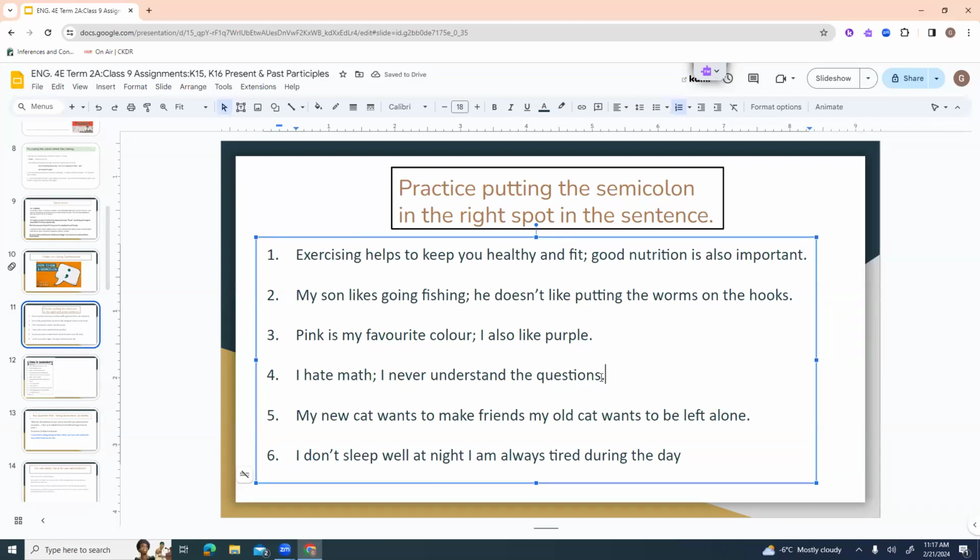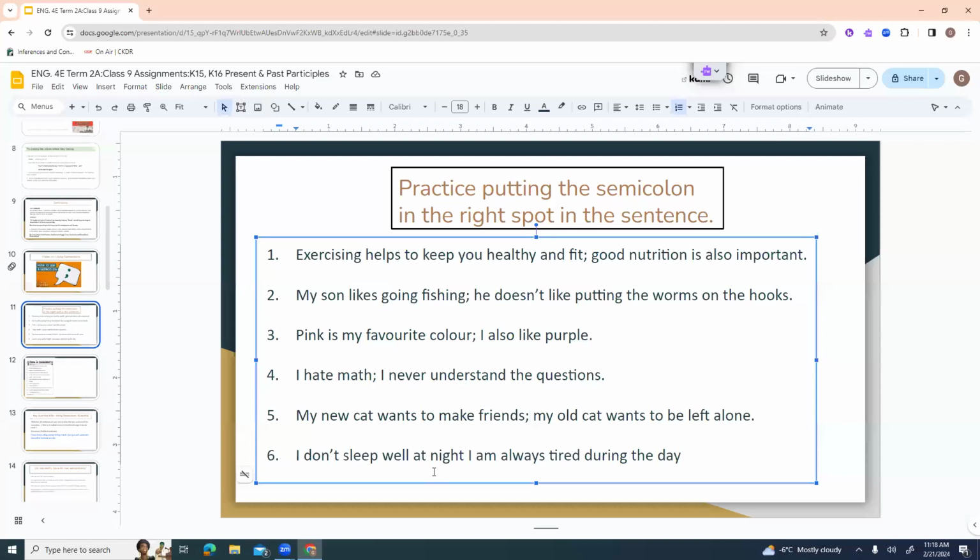Number five, my new cat wants to make friends. My old cat wants to be left alone. All right, you can see there's a parallel sentence structure there. My new cat, my old cat. So my old cat is starting the next sentence. So right before it, I'm going to put my semicolon. So now we've got: my new cat wants to make friends; my old cat wants to be left alone.